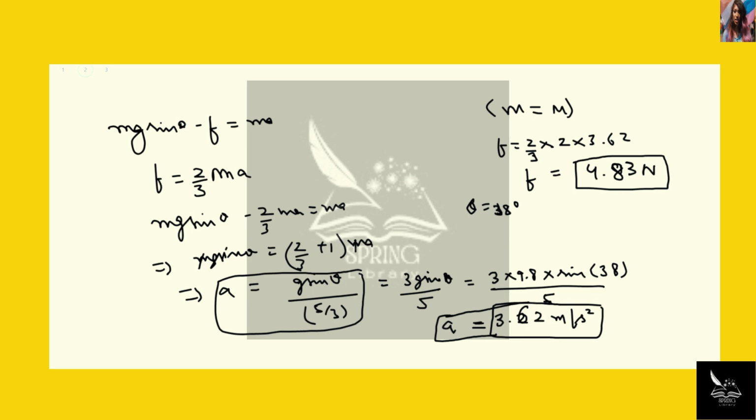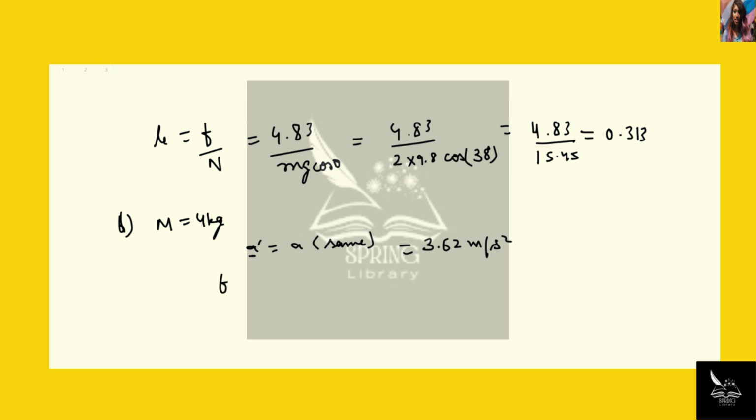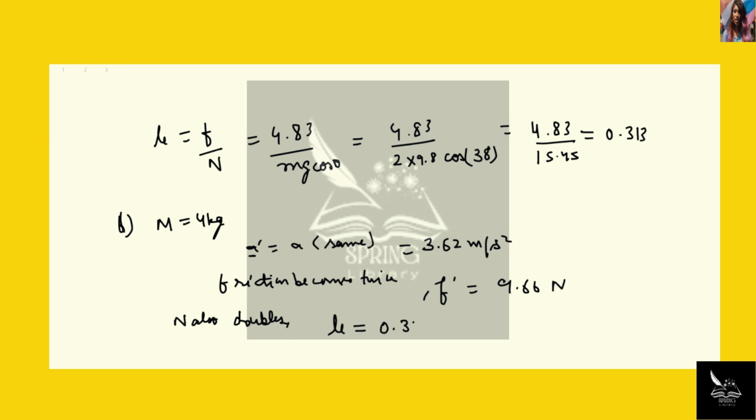Now coming to the frictional force. The frictional force is directly proportional to the mass, which is this formula. So friction becomes twice, which equals F′, which equals 9.66 Newtons. Similarly, we have N, which is mg cos θ, so N also doubles. But μ is independent of m. So μ remains constant, the earlier one, which is 0.313. So that's your answer for this question.